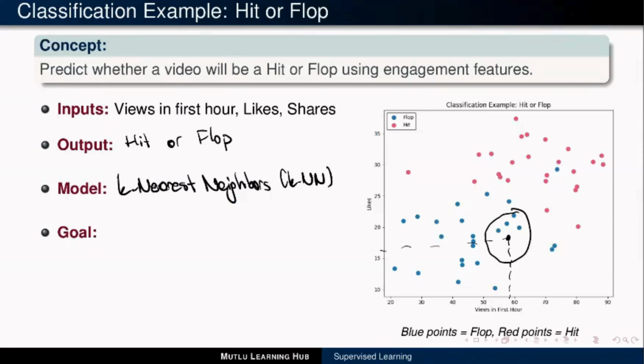Let's remember the main goal of a classification model. We want to decide which category something belongs to.